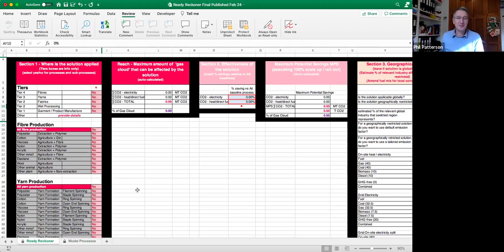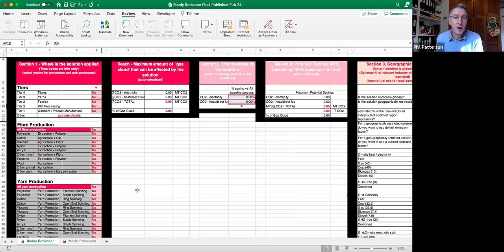It looks complicated. There's a lot of lines and information on there, but this is all locked apart from a few key cells. So the first thing I'd like to do is take you through an example, which is similar to one of the first round of grant applications that was successful.